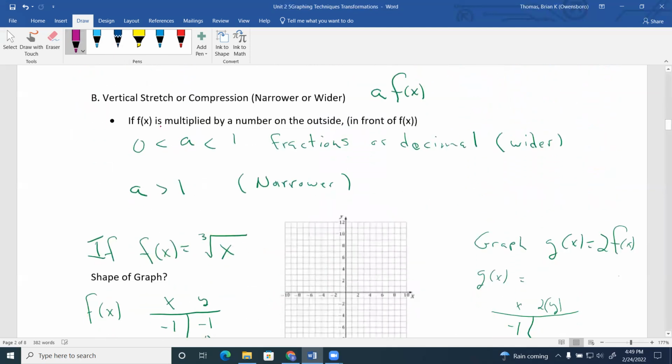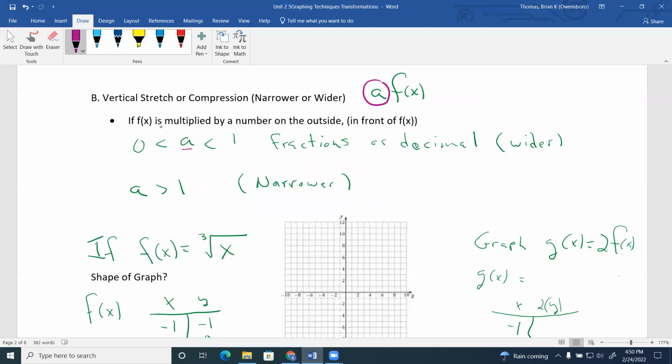So the next type of vertical transformation is what's called a vertical stretch. A vertical stretch is when we multiply the outside of the function by a factor of a. So when you multiply on the outside, this is again going to affect the y values. Now the thing is, if a is between 0 and 1, in other words, if it's a small fraction or a decimal, it's actually going to make the graph wider. This is called a compression, a vertical compression.